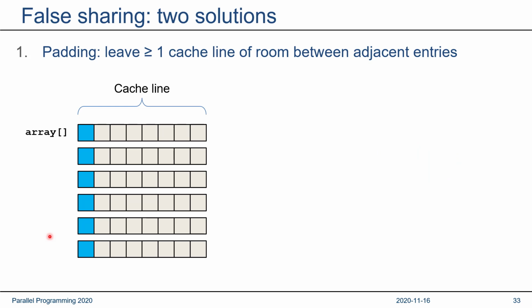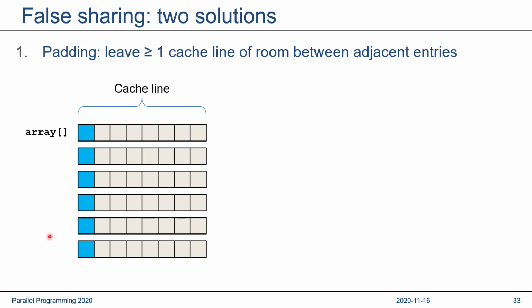The first one is padding. Now the culprit here with false sharing is that all these array elements are so close together. They share one cache line or a few cache lines, so that this cache line has to travel back and forth between the cores of my system. So that's what slows it down.